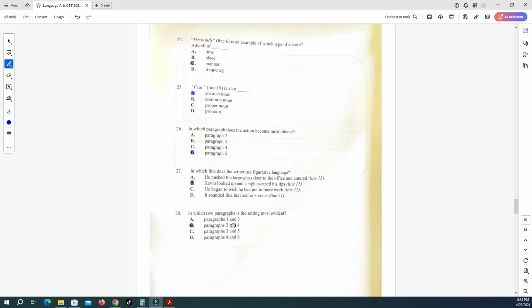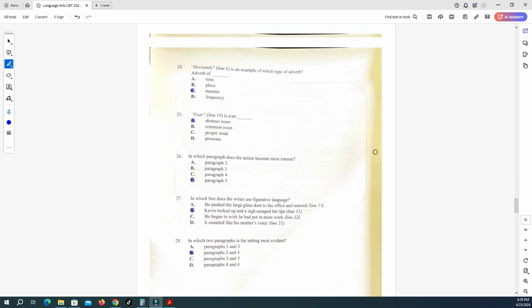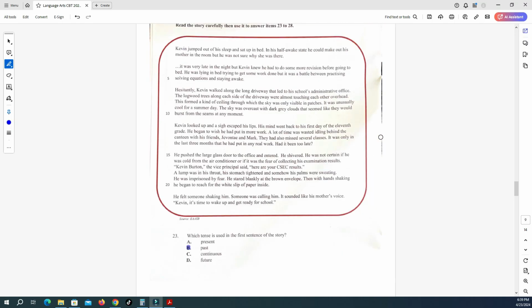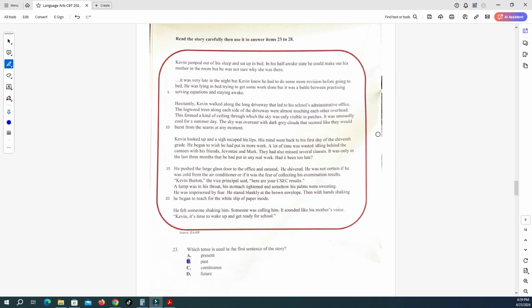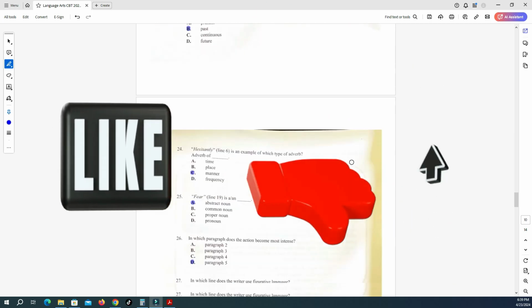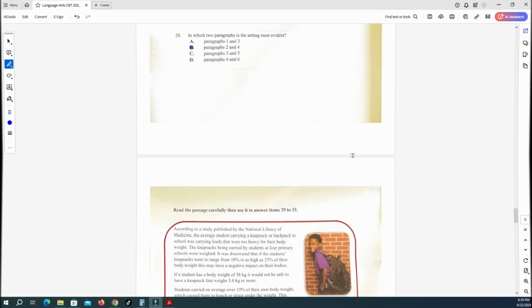Alright, so 28. In which two paragraphs is the setting most evident? Right, so the setting that we're looking at. I chose again 2 and 4 because it was evident that Kevin has some catching up to do. So I chose 2, which is hesitantly Kevin walked along the long driveway that led to the school's administrative office. And then 4, he pushed the large glass door to the office. So I chose that 2 and 4. Okay. All right. Let's see.